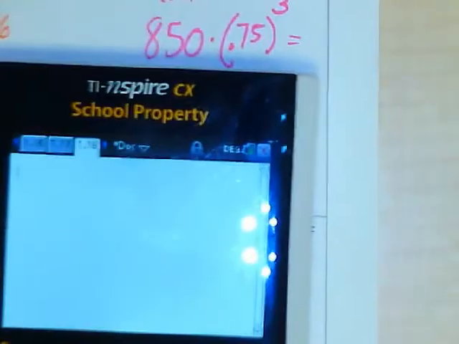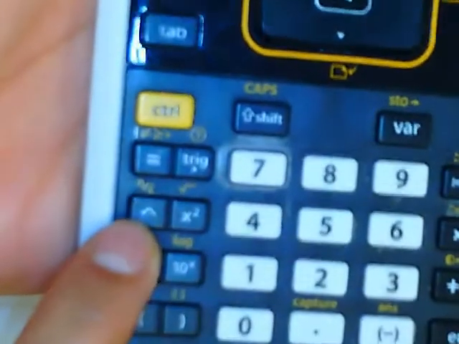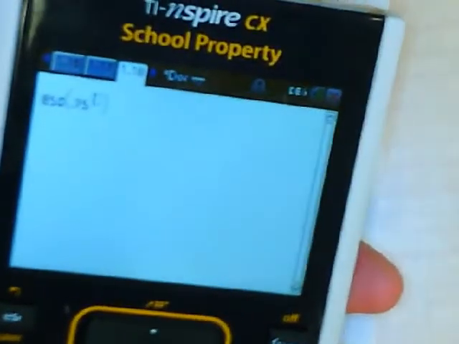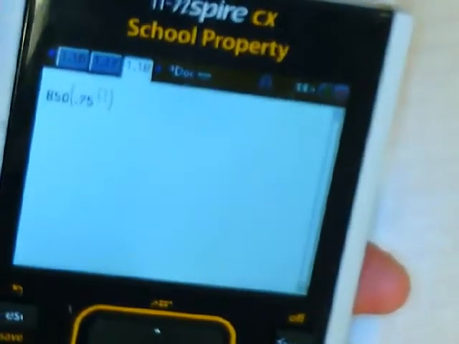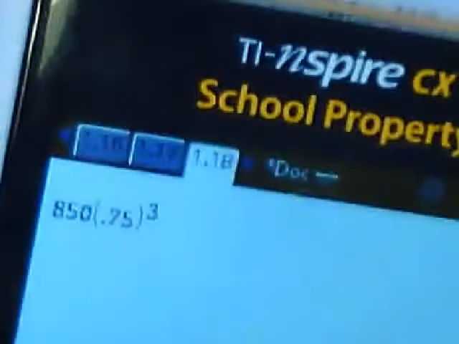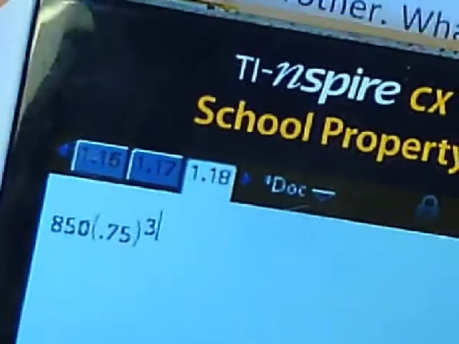So exactly as it is here, I'm going to type it here. Remember that this is the key to give you the exponent. And the exponent is outside the parentheses. And I'm sorry about the video quality, it does not want to focus. And 3. Try that again. Okay, there it is. Okay?